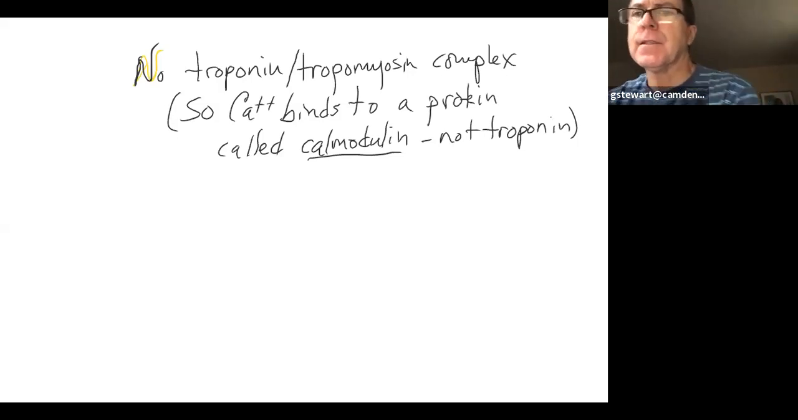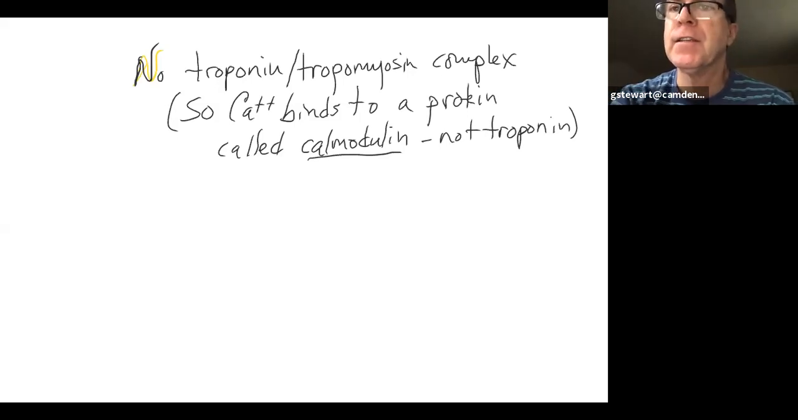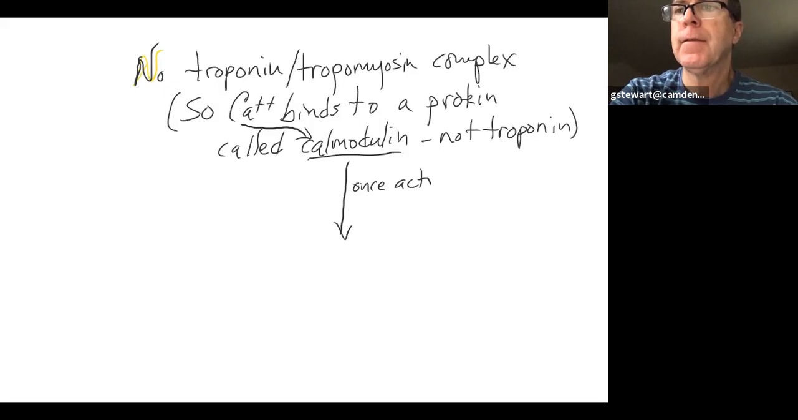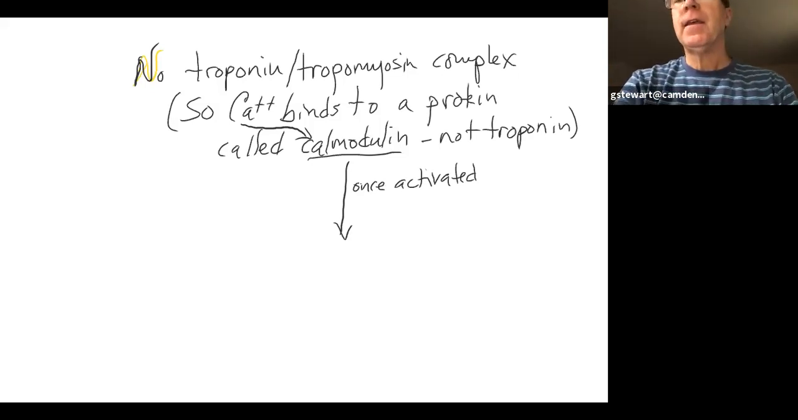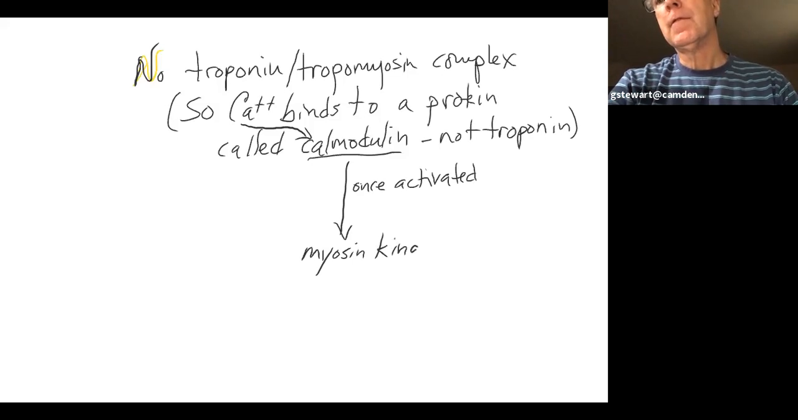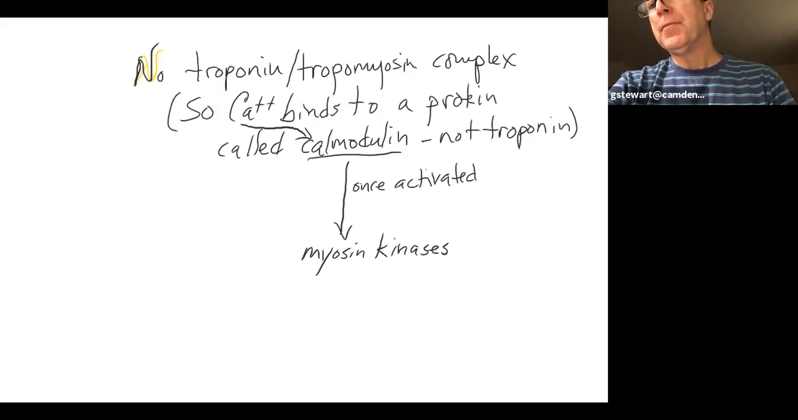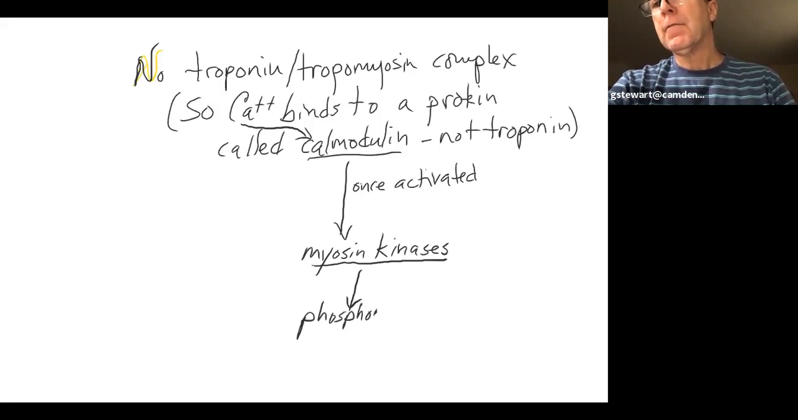Calmodulin is a protein that sits inside of a smooth muscle cell, and it's inactive until calcium binds to it. When calcium binds to calmodulin in a smooth muscle, it activates calmodulin. So I'm just going to put, once activated, calmodulin then activates kinases, myosin kinases, which are enzymes that then phosphorylate the myosin heads. Sorry, let me spell that correctly.